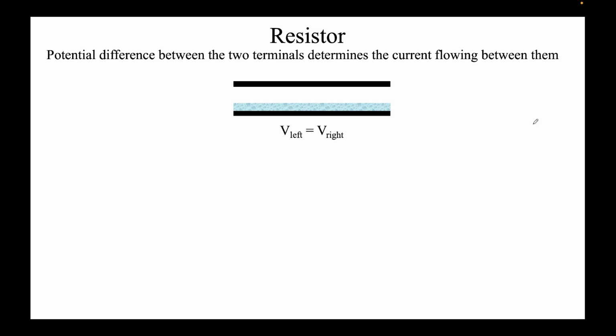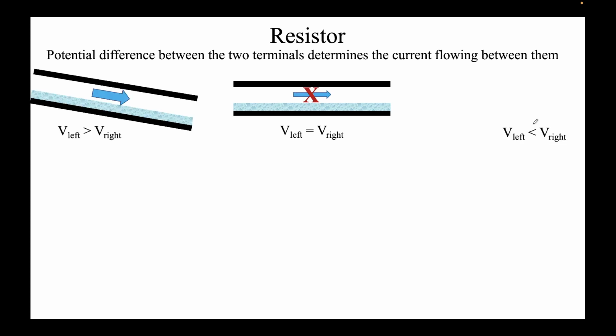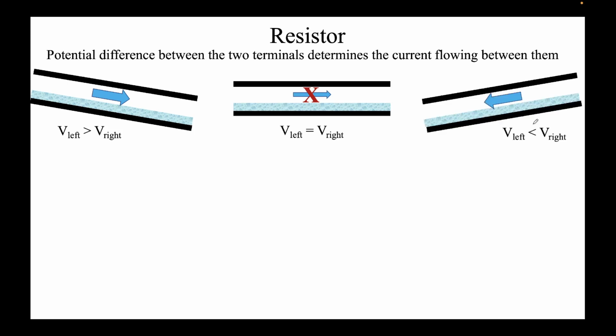So we have seen this already. A resistor means the potential difference between the two terminals, left and right, will determine the current flowing through them. And here you can see water: left and right potential is the same, so no current can flow. However, if you tilt it, let's say you lift it on the left side, so its potential is higher, water will flow from left to right, and vice versa.